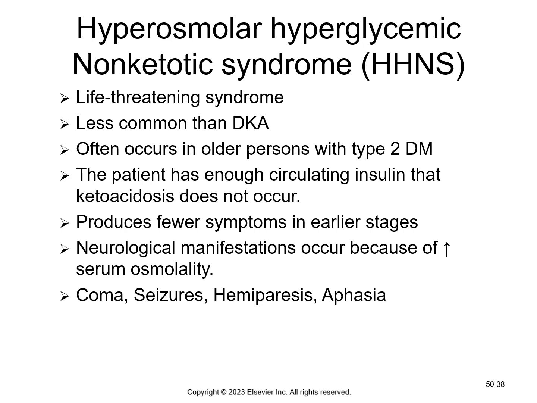They have enough circulating insulin. As a result of that, ketoacidosis does not occur. So their hyperglycemia becomes really, really high, but they don't have ketoacidosis. They don't go into metabolic acidosis as much. Because of that, there are fewer symptoms in the earlier stages and it's hard to diagnose. So we don't know that until sometimes patients go into this hyperosmolar hyperglycemic state and go into a coma.